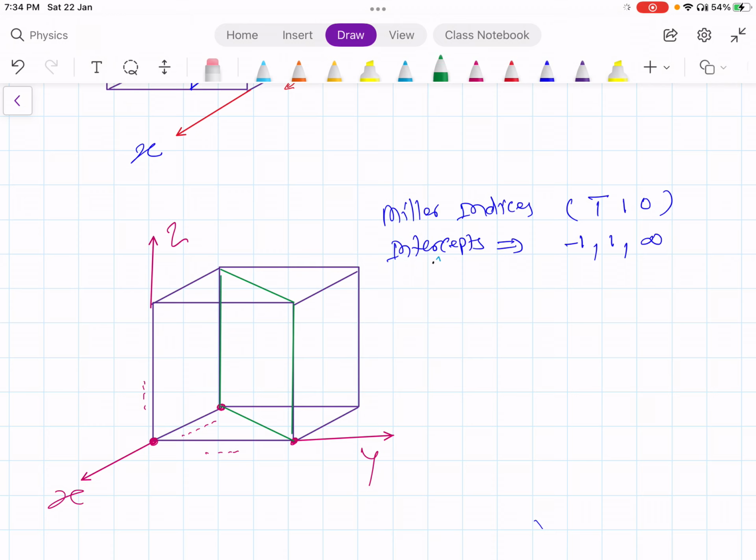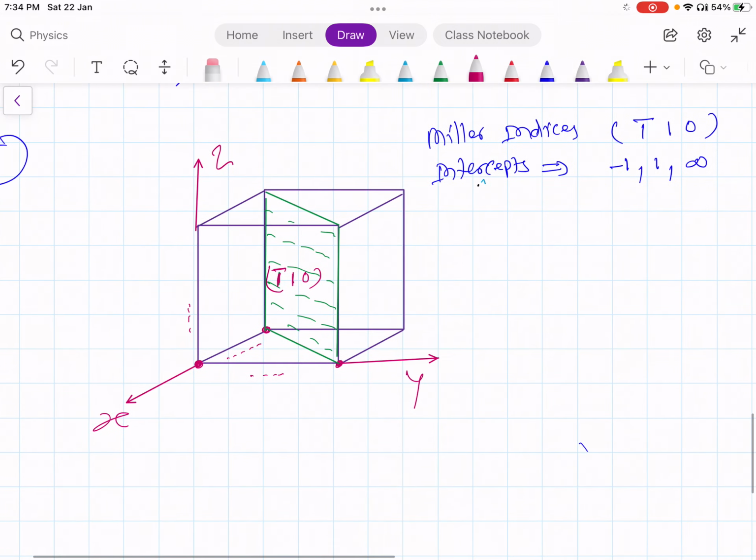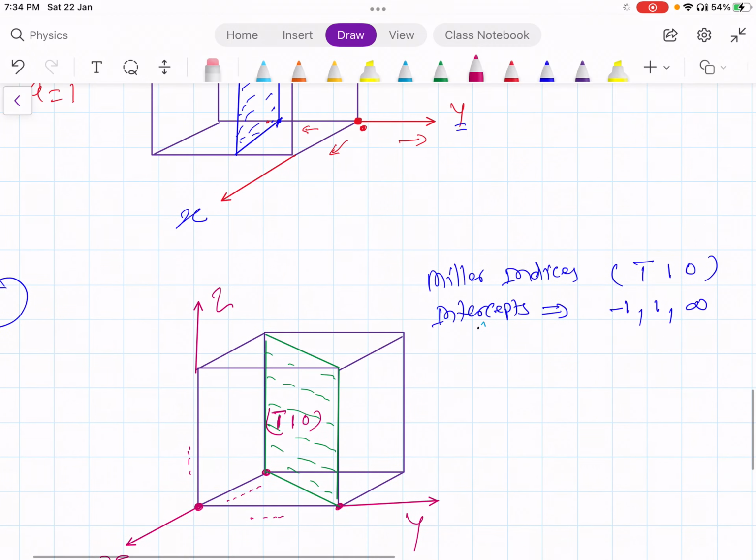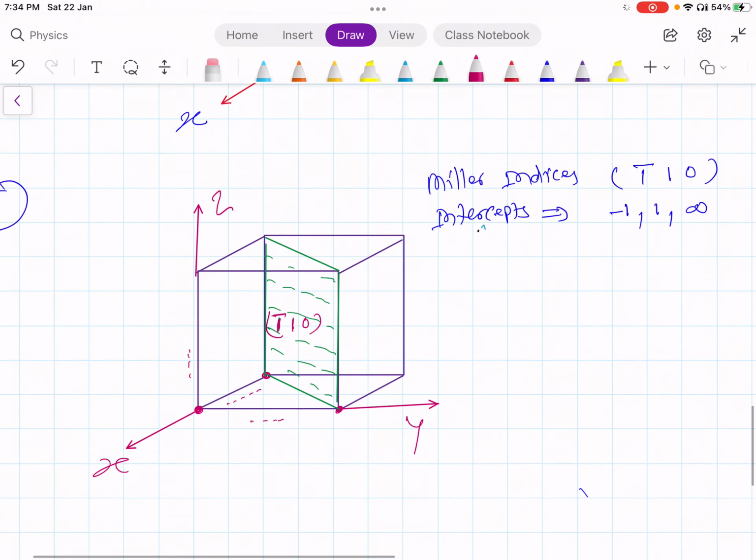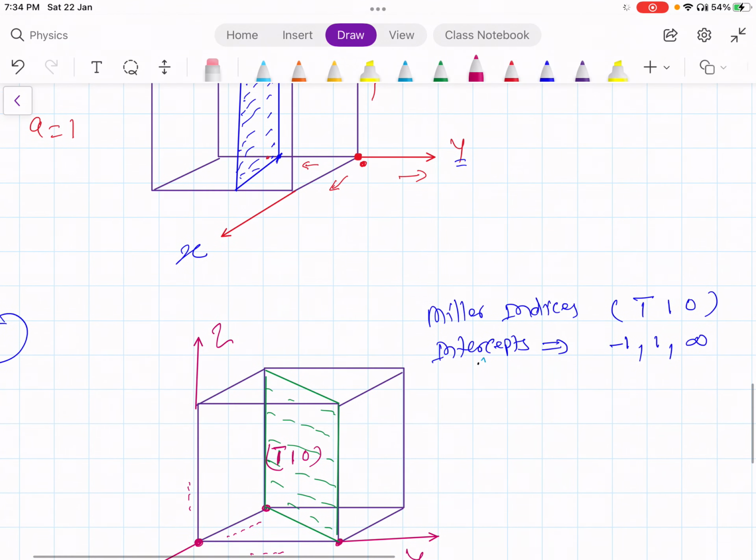Okay, this is bar 1. This plane is bar 1, 1, 0. That was fifth plane.